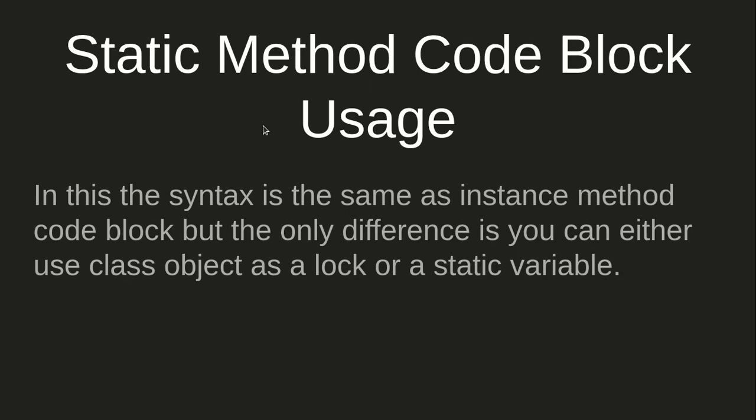So this is what I have explained, the static method code block usage. In this, the syntax is the same as the instance method code block, but the only difference is you can either use the class object as a lock or a static variable as a lock. So I hope that you have been able to learn in detail about the use of the synchronized keyword and where you can use it from the previous and this lecture.